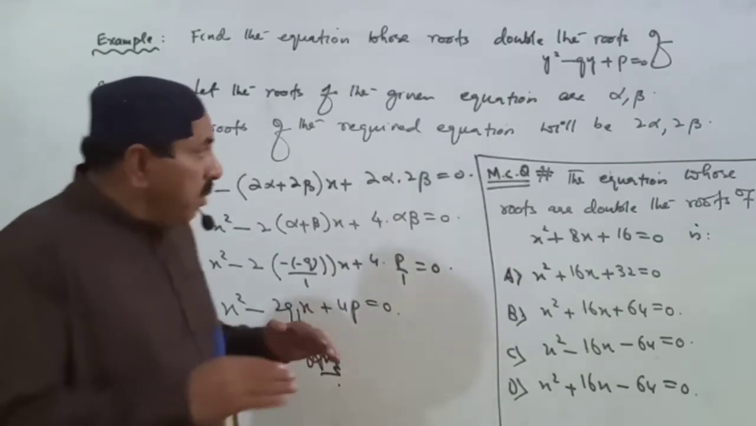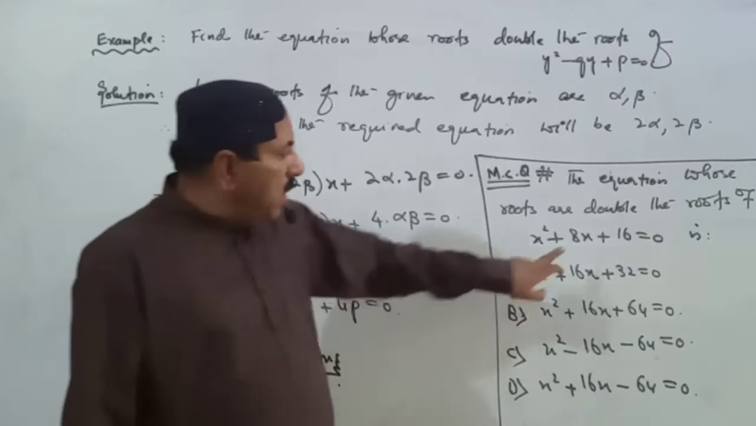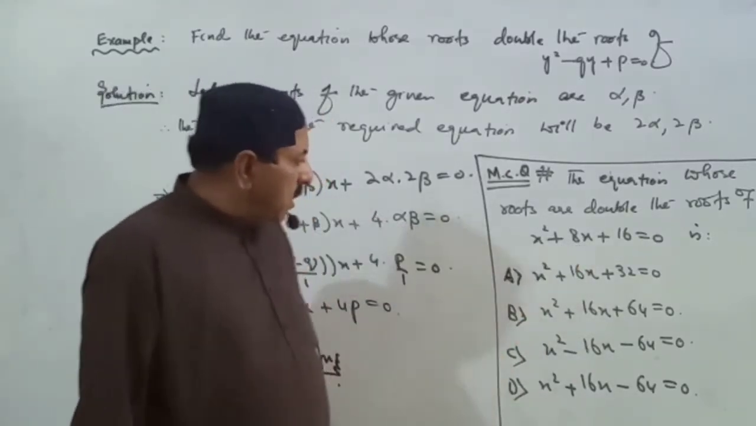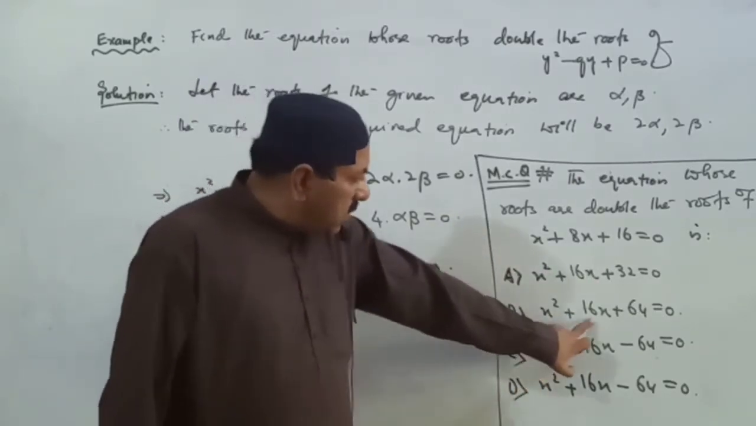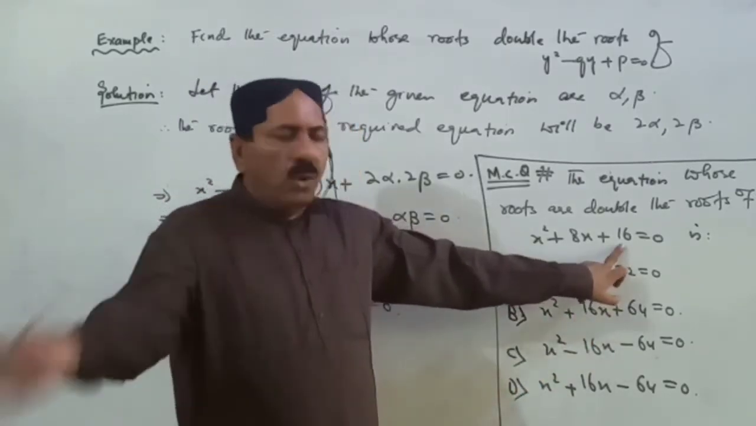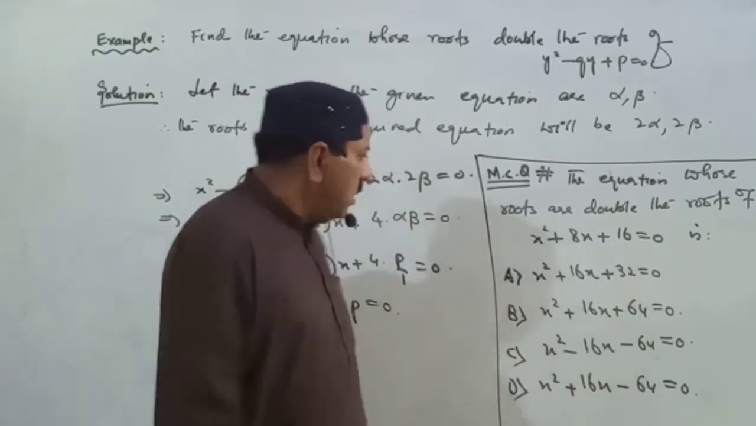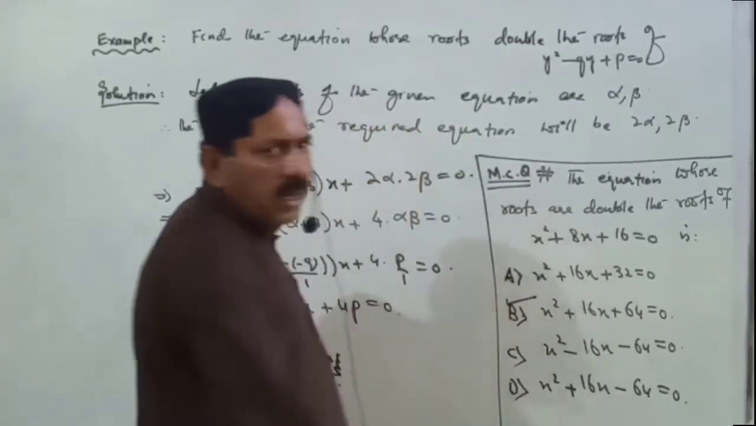So when we make the double of the roots, then b increases 2 times, 2 into 8 is 16, plus 16x, x square plus 16. c increases 4 times, 4 into 16 is 64, plus. So B is the correct option.